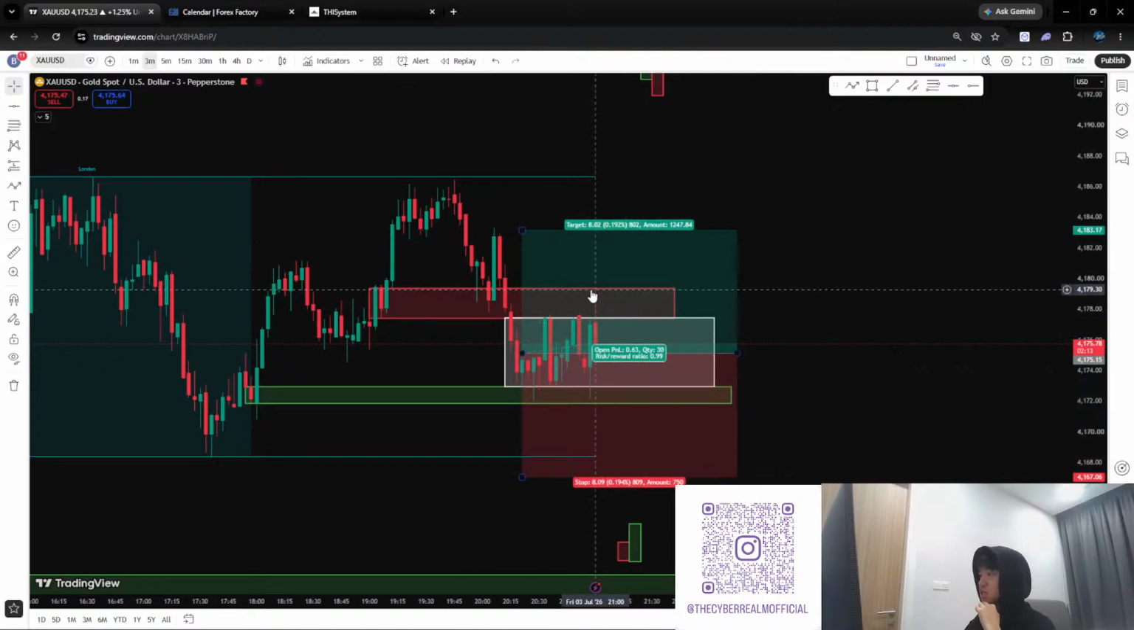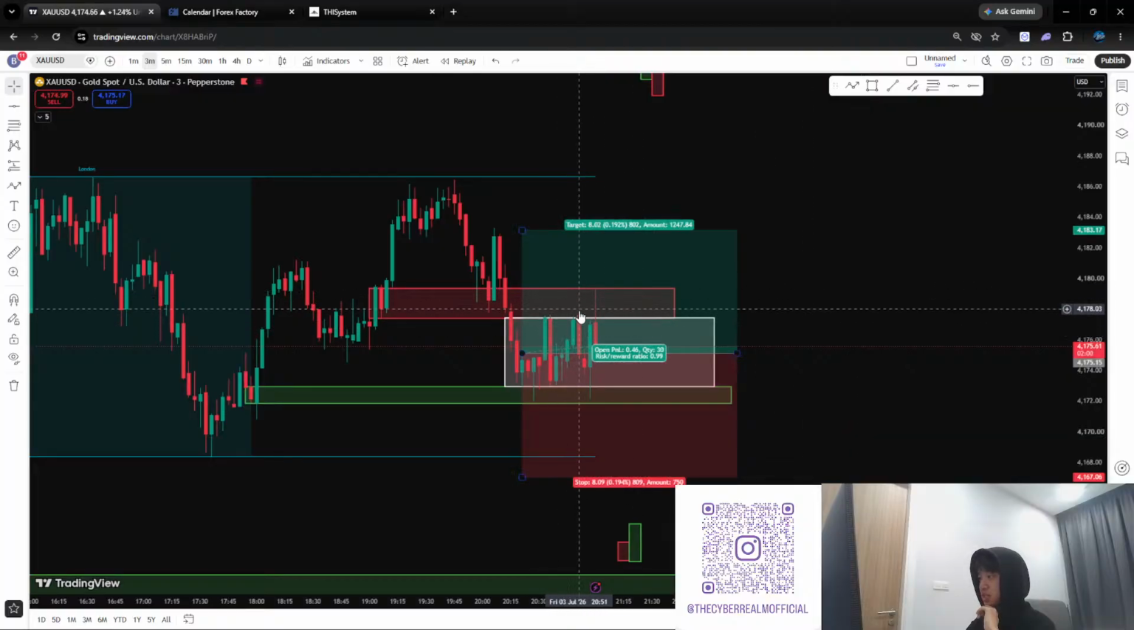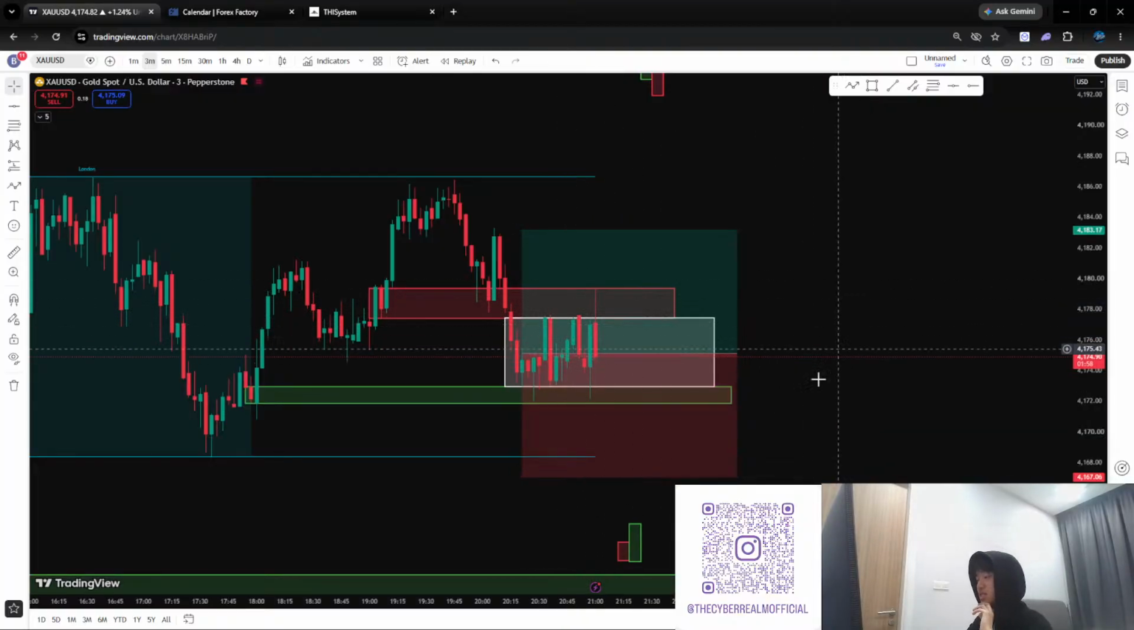Gold had a fly just now, but like I said, you see this area right here is where it rejects. This area right here is also where it rejects. So it's just in a ranging motion. Is this the manipulation you guys think it is? Is this the manipulation? All right, let's see.